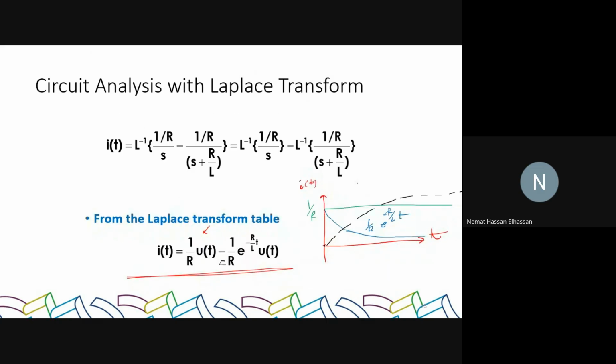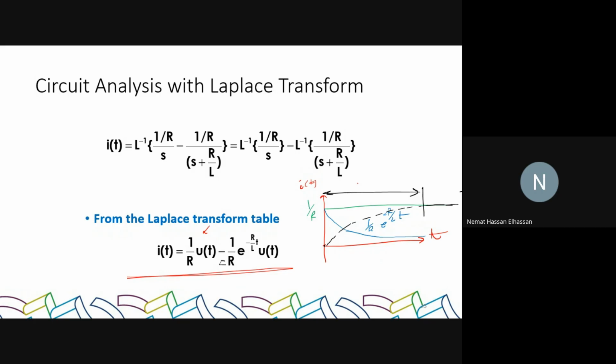Now I'd like you to pay attention to two things here. You notice 1 over R u of t is a stable line. It doesn't change, right? Eventually the exponential becomes 0, right? So eventually, the maximum value that the current would reach is 1 over R, right? So 1 over R is our steady state value. It's our final value. And then here we have what we call the transient state, this gradual increase, right?